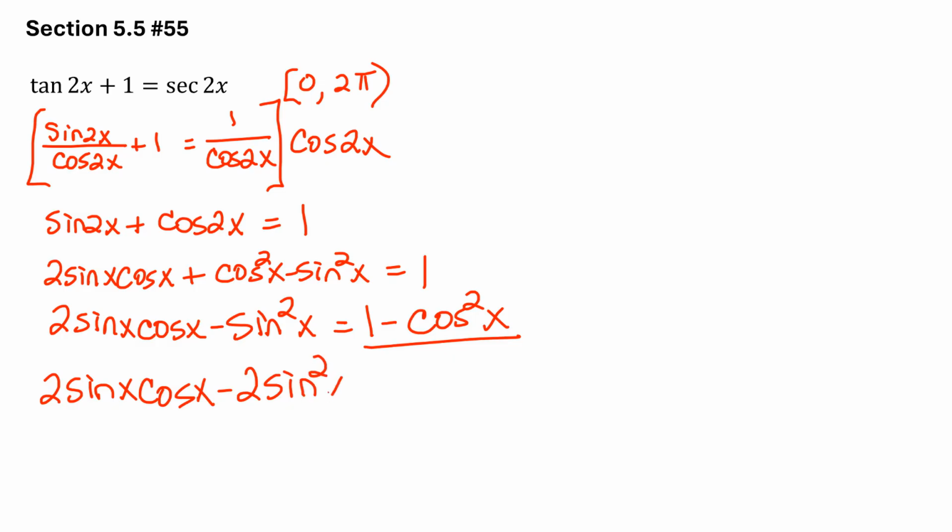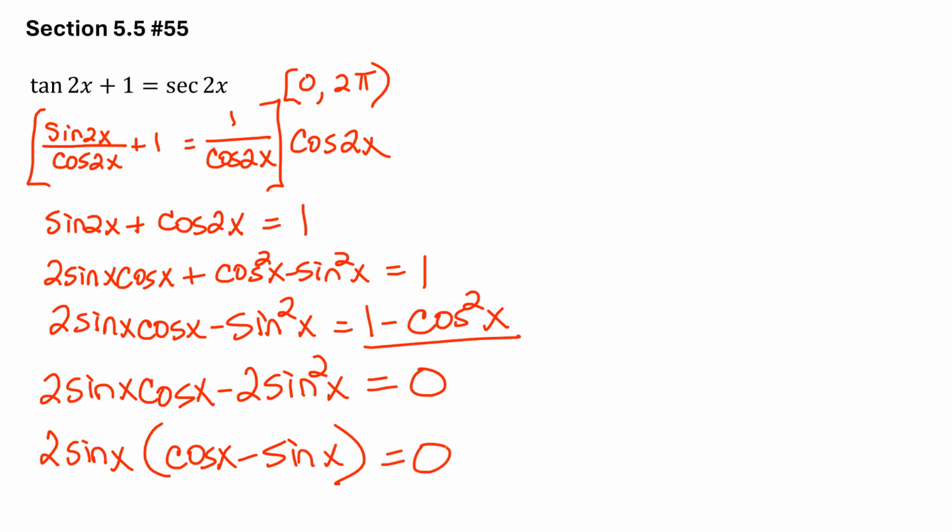2 sine squared x over here and 0 on the right, which is what I want to do because I want to be able to factor the left side and have the right side equal to 0 so I can use the zero factor theorem to solve it. So I'm going to factor out 2 sine x, and I'll have cosine x minus sine x right there, and that'll be 0.